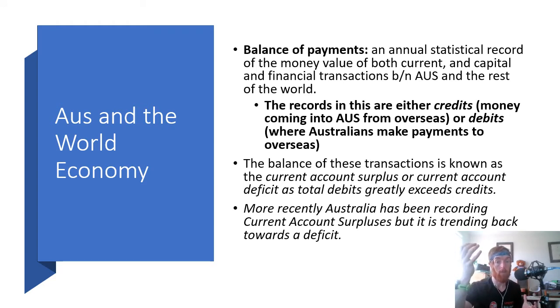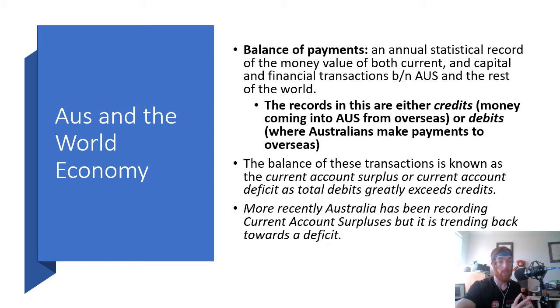So at the moment, most of the time when we've talked about this, it's been all about imports and exports, and that's a big part of this. But other parts that come into it are things like repayment on foreign debt and also foreign aid to overseas, and how that factors into our overall balance, whether we are in surplus or in deficit. So the balance of these transactions is known as either the current account surplus or the current account deficit.